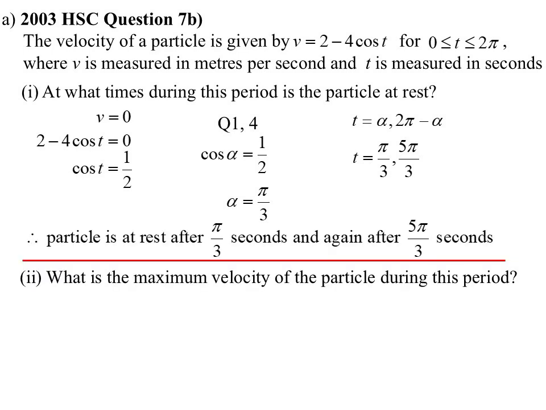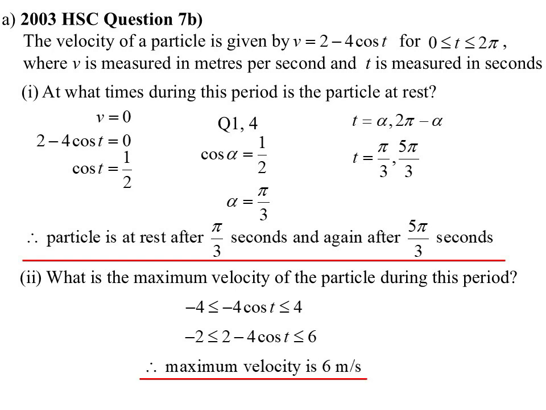What's the maximum velocity? Again, I'm not going to waste time. I know it's a trig function. I know my cosine function goes between -1 and 1, so therefore -4 cos t would go between -4 and 4. If I'm shifting everything up 2, it now goes between -2 and 6. So what's the maximum velocity? Well, it's 6. I just use my knowledge of the graph to solve the problem.